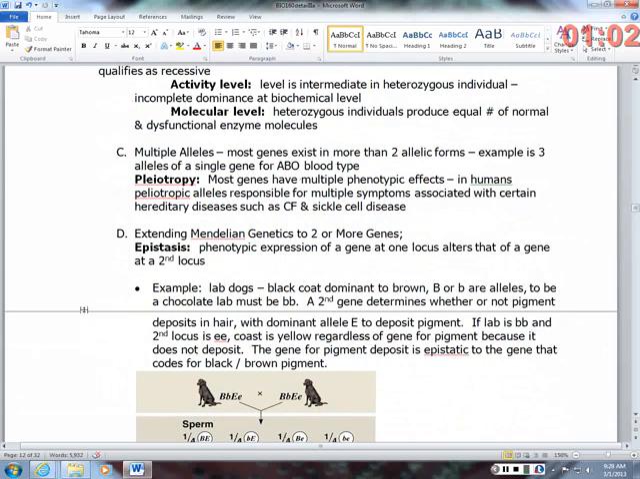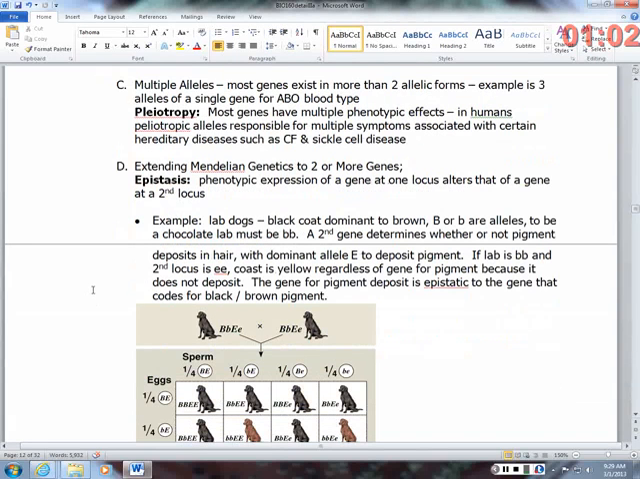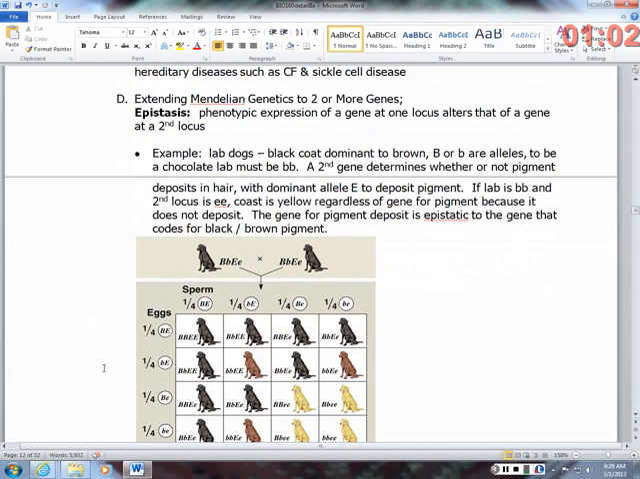So when Mendelian genetics apply to two or more genes, we can have epistasis, where the phenotypic expression of a gene at one locus is going to alter the gene at another locus. So the effect of one gene is going to control another gene. One place where we see this is with lab dogs. They come in black, brown, and yellow labs.